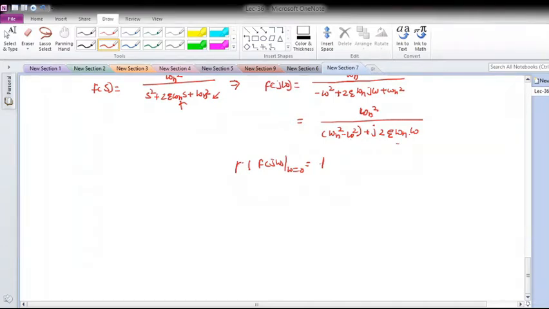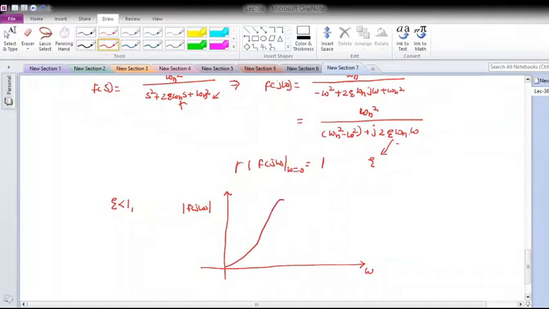Now the magnitude response will vary as I vary omega, and it will also vary according to the value of zeta which I take. For example, when zeta is less than 1, then we will get a peak at some frequency. Let me draw the magnitude response for various values of zeta. Suppose this is omega, this is f of j omega. When zeta is less than 1, how will the magnitude response be? It will go up, and some peaking I will get. This kind of behavior I will get for zeta less than 1.